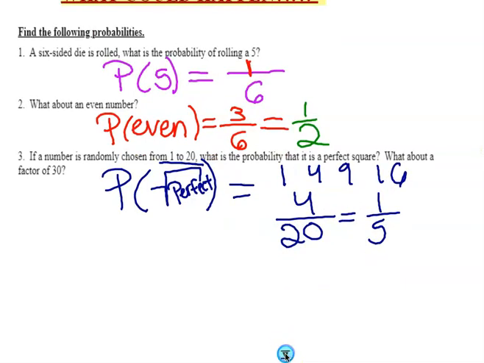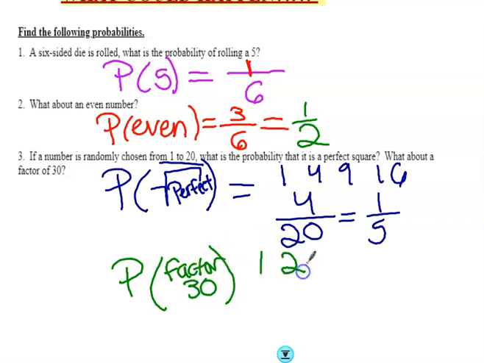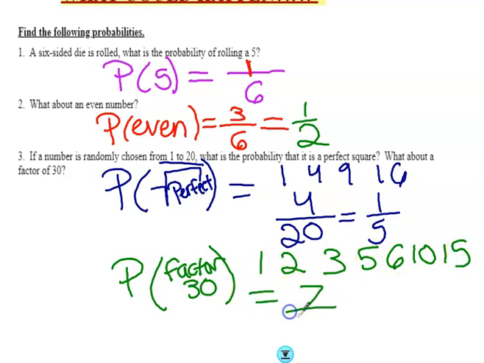And then what is the probability of the numbers 1 through 20 getting a factor of 30? So numbers that go into 30. So what goes into 30? 1, 2, 3, not 4, 5, 6, not 7, not 8, not 9, 10, 11, 12, 13, 14, 15. There we go. So 1, 2, 3, 4, 5, 6, 7. 7 out of 20, and we don't have to reduce that. So again, this is what could happen. This isn't what actually happened.